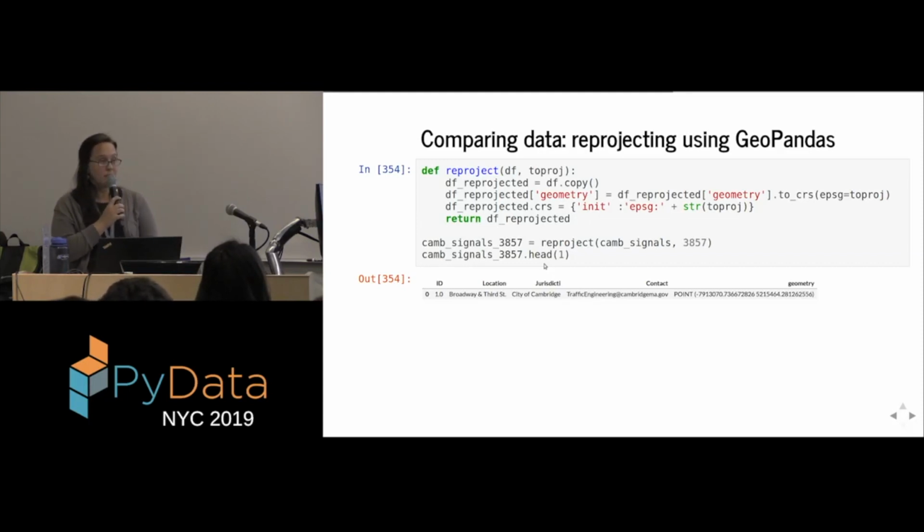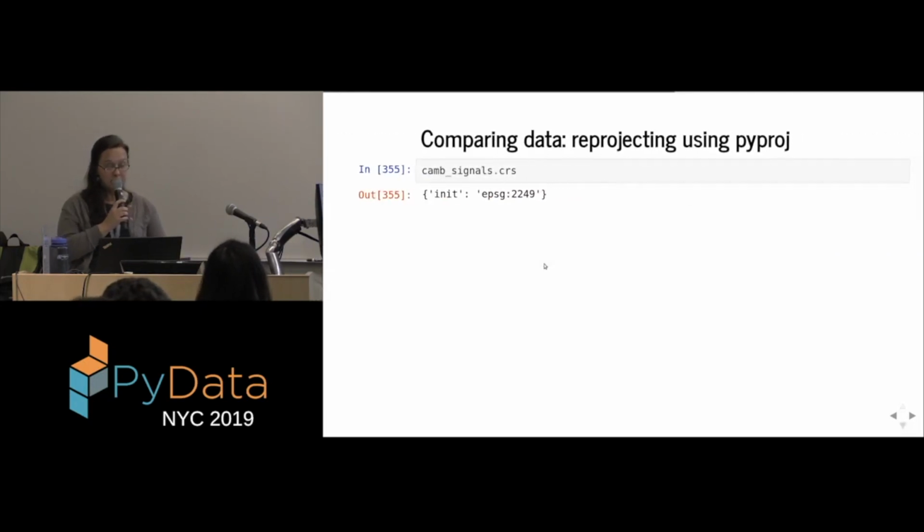GeoPandas is very straightforward to use, but I found that it can be pretty slow on larger data sets. And so for Insight Lane, we use PyProj. With PyProj, you need to know what the initial projection is. So we'll check out this municipal data's CRS, and it's 2249, which is not 4326. It's the Massachusetts mainland projection. So always check.